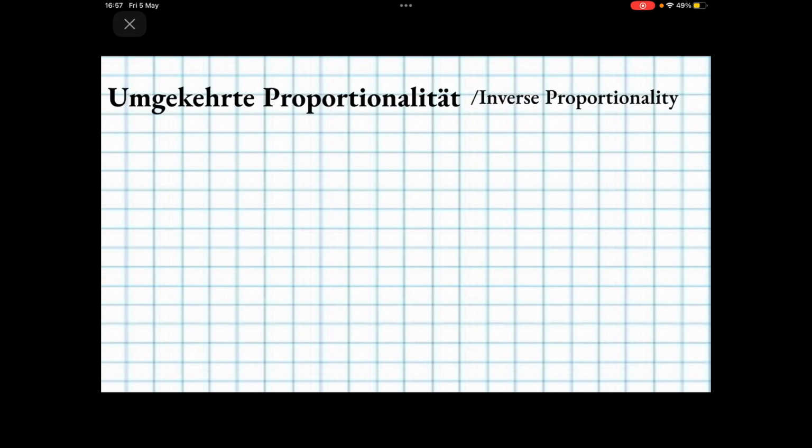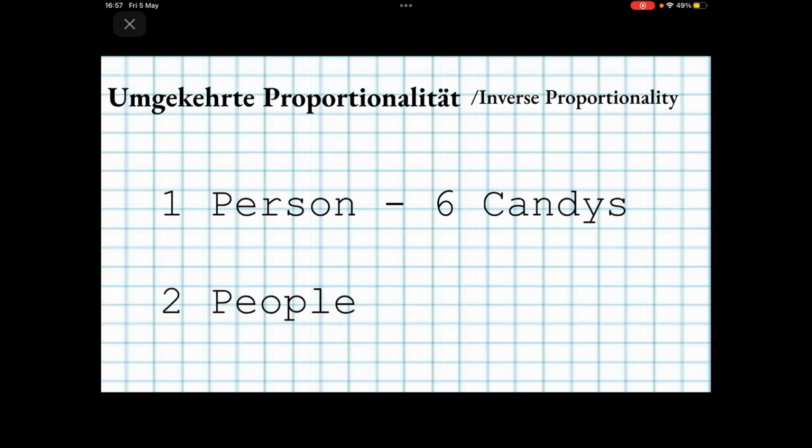Now let's go to the second topic, Umgekehrte Proportionalität. That means inverse proportionality or reverse proportionality. So let me just give you a question to see what it means. One person, I have 6 candies. I want to eat them, but then my friend comes. So now we are 2 people, and he says, hey, give me some candies as well. So I say, okay, let's share them. Now how many candies does each person get?